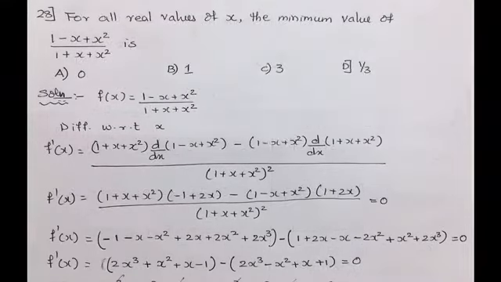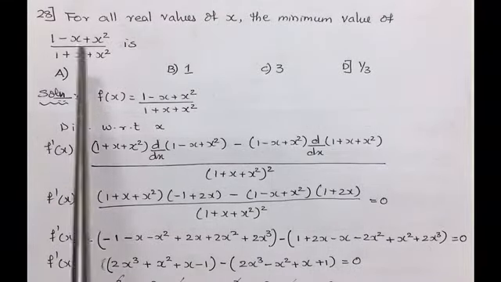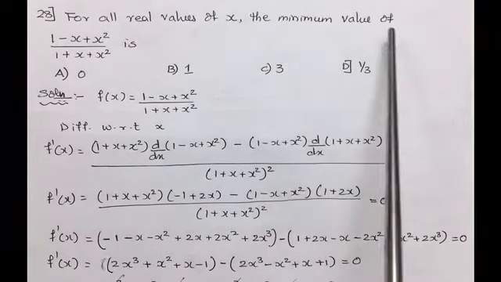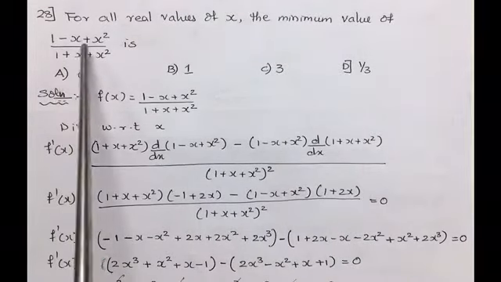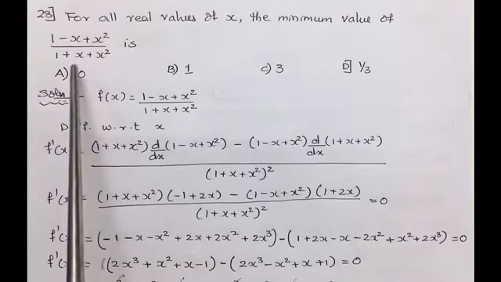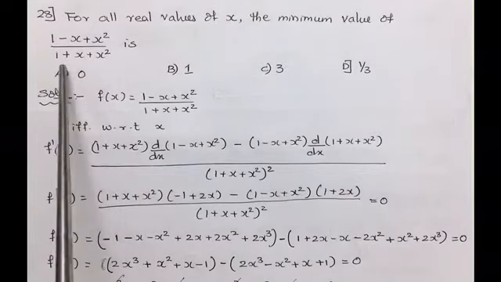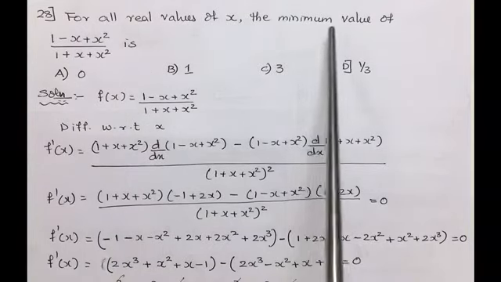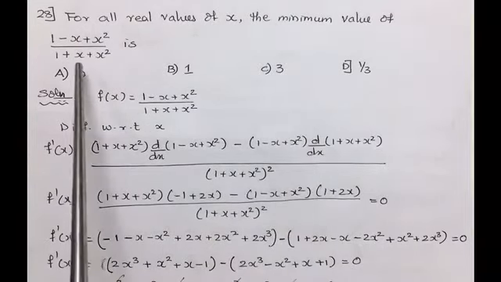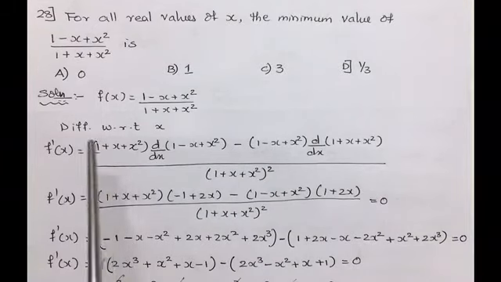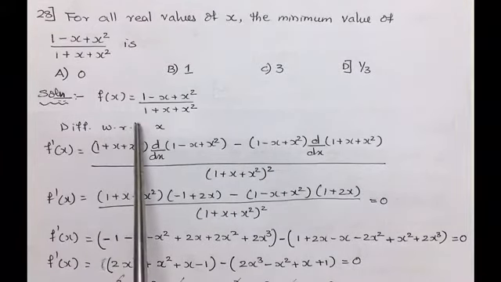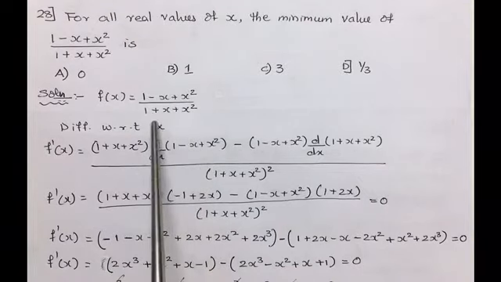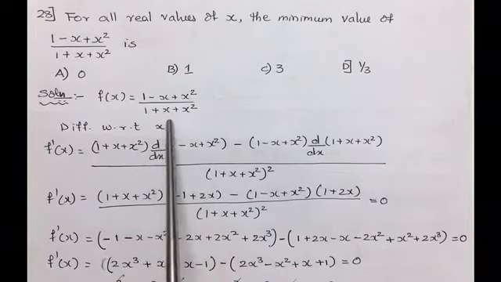28th one is: for all real values of x, the minimum value of (1 minus x plus x square) divided by (1 plus x square) is. We have to calculate the minimum value of this function. Now f(x) given over here is (1 minus x plus x square) divided by (1 plus x square).